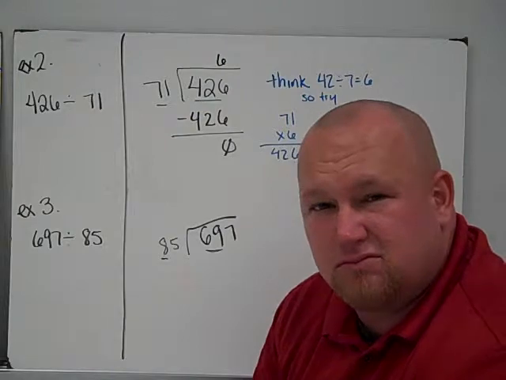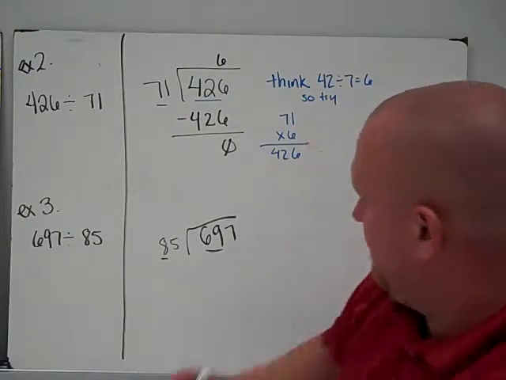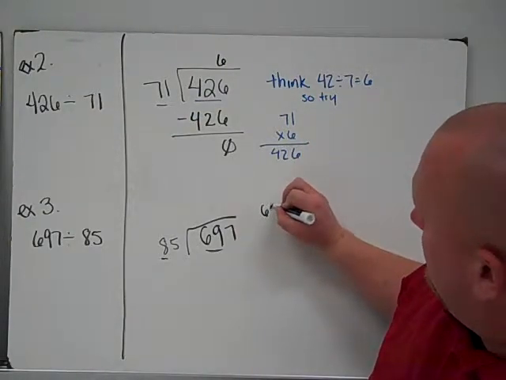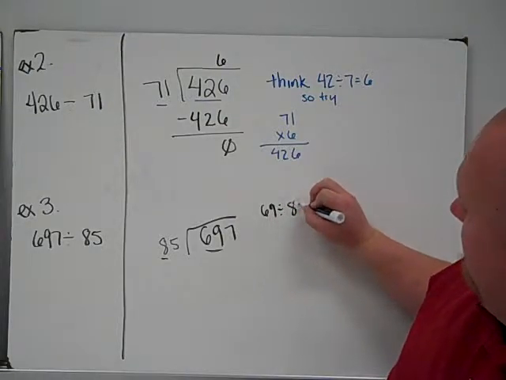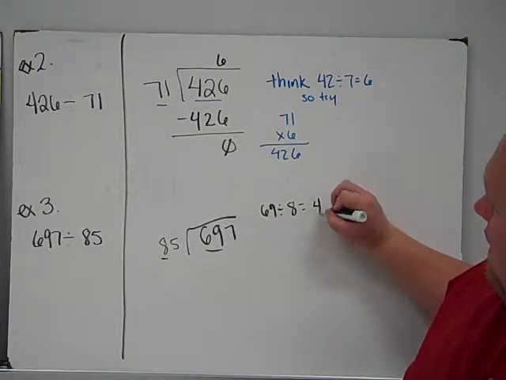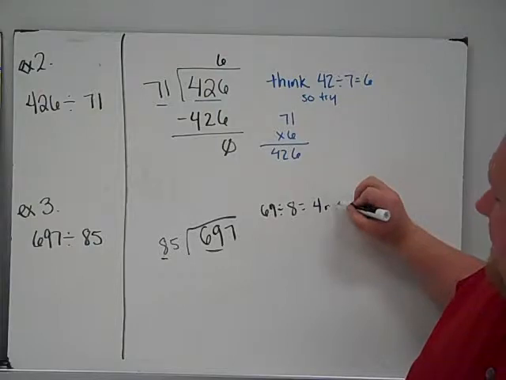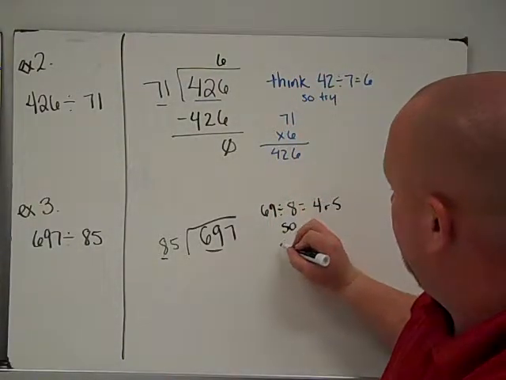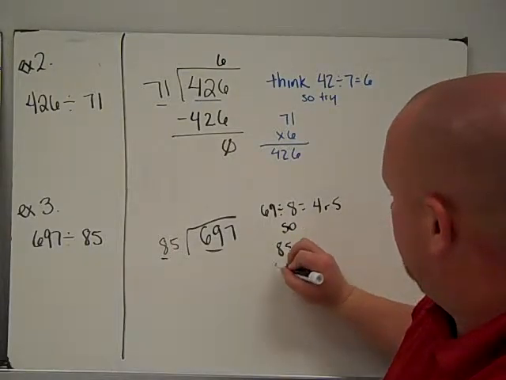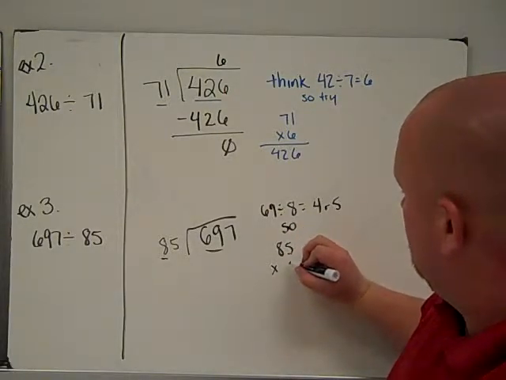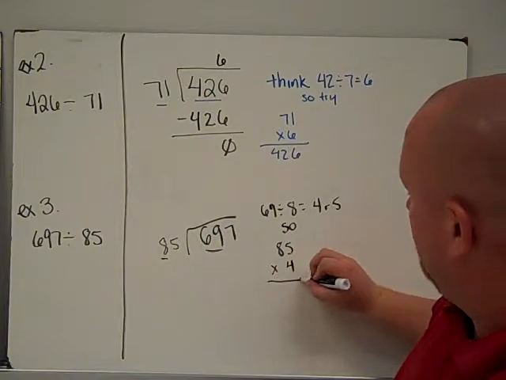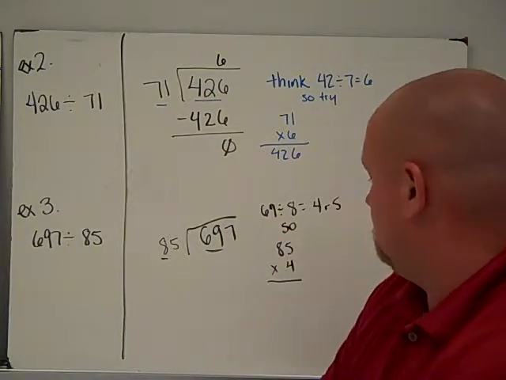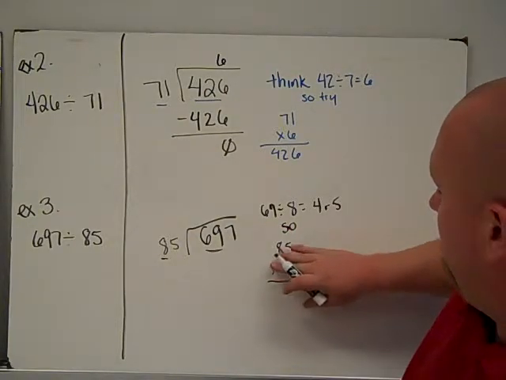8 times. 8 times 8 is 64, right? 69 divided by 8 would actually be 4. And then we'd have 5 left over, 4 remainder 5. So what I'm going to try, I'm going to try 85 times 4 to start with. Because, I'm a knucklehead. I made a mistake.